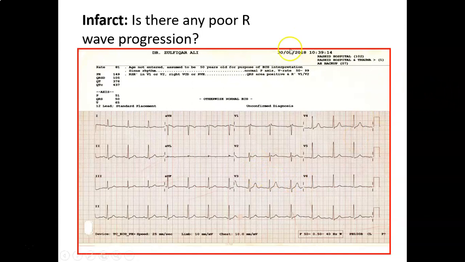Poor R wave progression. You know, the R wave progresses from V1 towards V3, V4 and V5, and it keeps on increasing in size. So sometimes in certain conditions like intraseptal myocardial infarction or left bundle branch block, the R wave progresses poorly. But in this example, there is a nice progression.